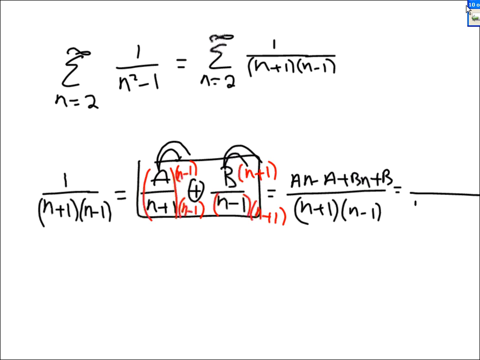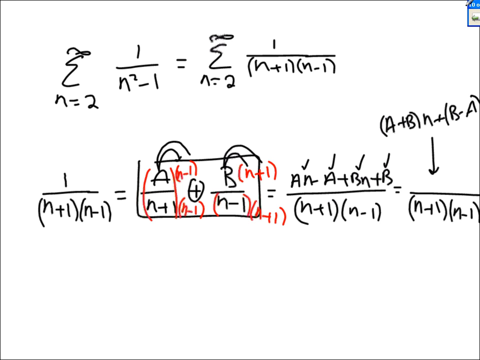The bottom stays the same, n plus 1 times n minus 1. The numerator kind of ran out of space, so let me put it up higher. I have an a n plus b n, that is, I have a plus b times n. I hate writing negative first. Then I have b minus a.